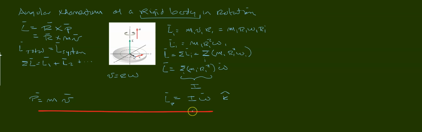And the moment of inertia, remember, changes with respect to where you put the axis of rotation. So does the angular momentum. The angular momentum of this disk is not the same about this axis or about that axis or about that axis, because the moment of inertia is not the same either.